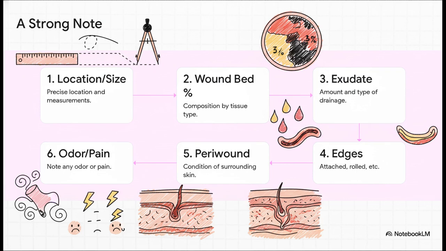Start with location and measurements, then describe the wound bed in percentages, note the exudate, describe the edges and the skin around it, and finish up with any odor or pain. It's a repeatable recipe for a perfect note every time.